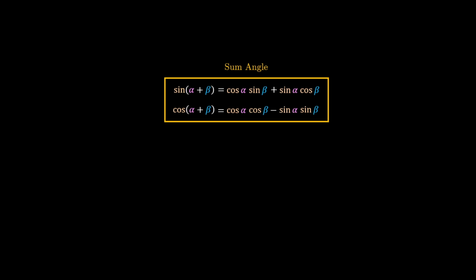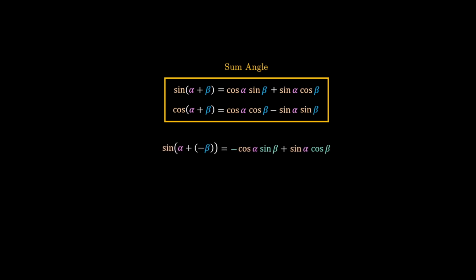Now we can derive the difference property from this if we let beta equal negative beta. So then it equals cosine alpha sine of negative beta plus sine alpha cosine of negative beta. Sine negative beta equals negative sine beta because it is an odd function based on our earlier discussion. And similarly, cosine negative beta becomes cosine beta. It is an even function. Plugging in, we get this.